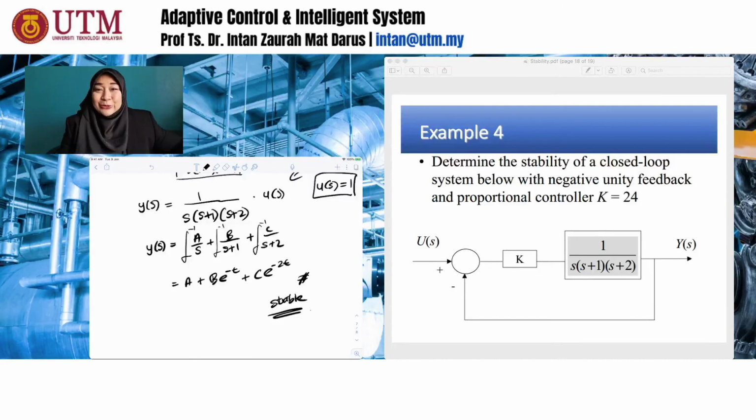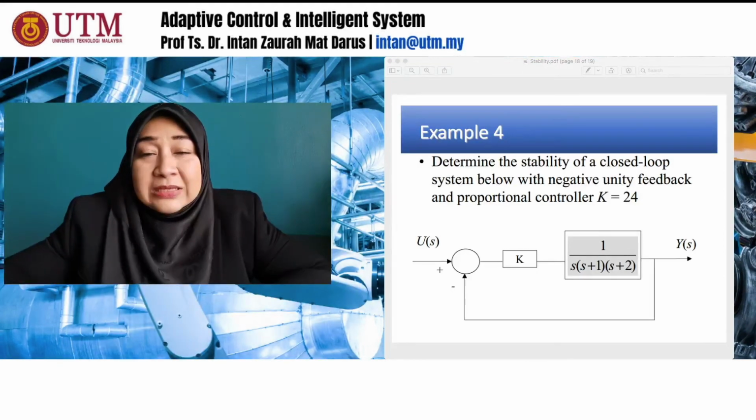Alright, so it's already stable. Why do we need to close the loop? Maybe the system is having steady state error. We need to control the system, so we close the loop and add a K controller into it. So let's have a look at the controller. What happens when the system becomes closed loop with a controller?